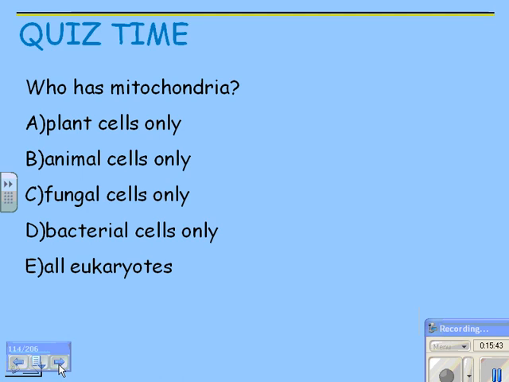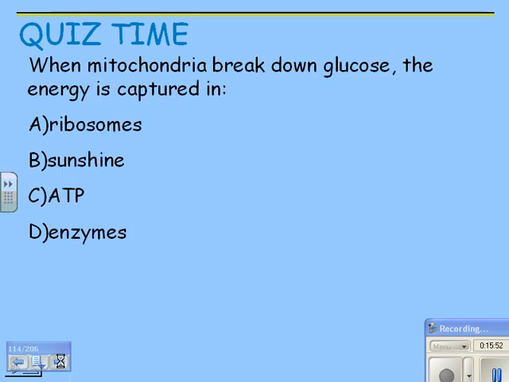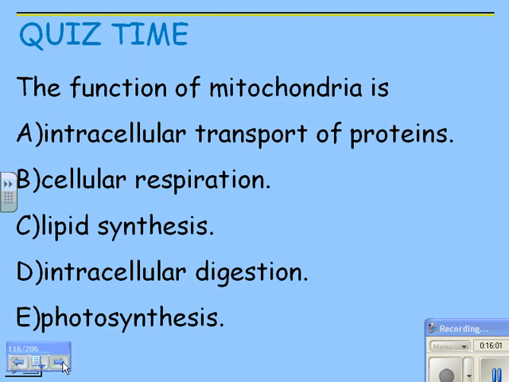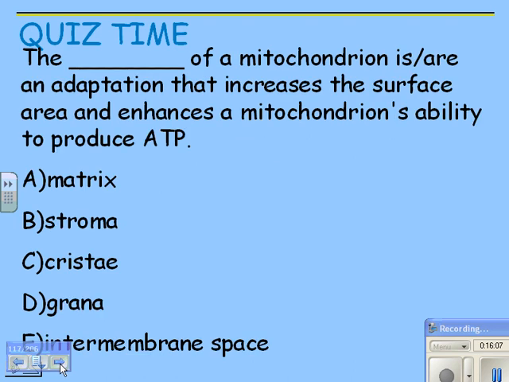Who has mitochondria? Everybody except bacteria. So plant cells, animal cells, fungi, protists, all eukaryotes, but no bacteria. When mitochondria break down glucose, the energy is captured in ATP. I hope you're pausing this before I give you the answers. The function of mitochondria is cellular respiration. The blank of a mitochondrion is an adaptation that increases the surface area and enhances a mitochondrion's ability to produce ATP. That's cristae, just a vocabulary term to memorize. If this is a mitochondrion, that's the outer membrane. The inner membrane is highly folded, and those folds are called cristae.